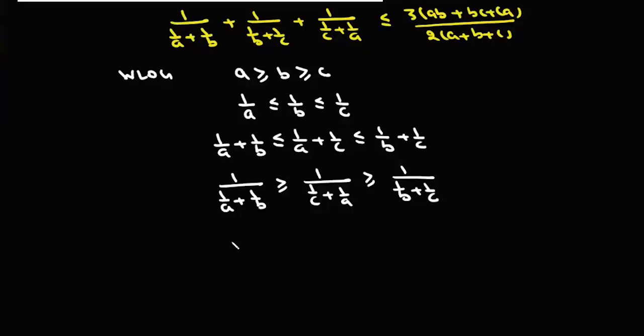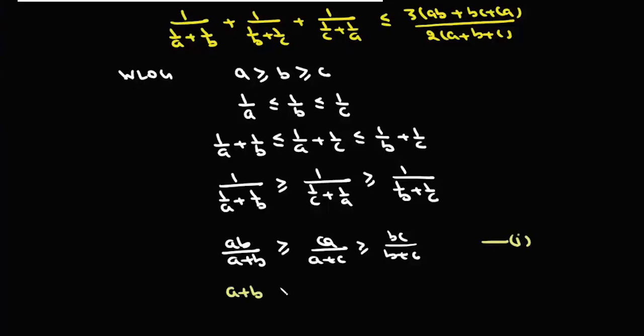So from here we can say AB upon A plus B will be greater than or equal to CA upon A plus C will be greater than or equal to BC upon B plus C. So this is our first result, and we also know A plus B will be greater than or equal to A plus C and will be greater than or equal to B plus C, and that's our second result. Now we have two sequences which are arranged in the same order. So here we are going to use Chebyshev's inequality.